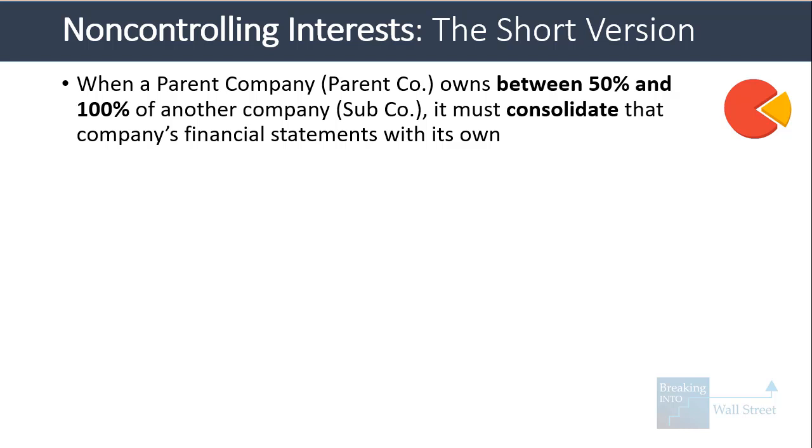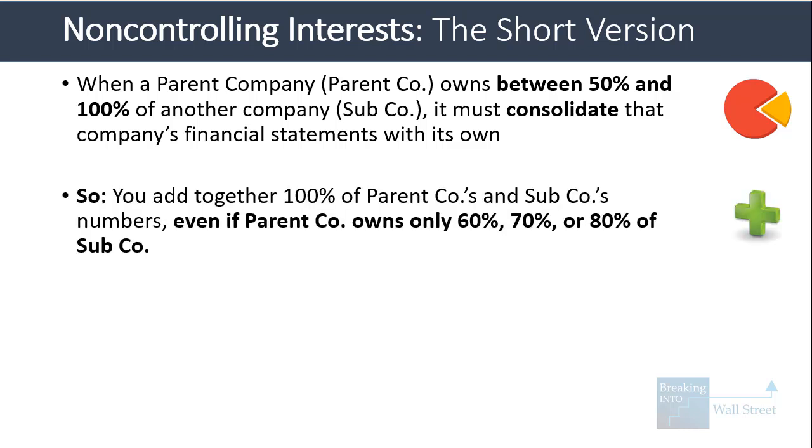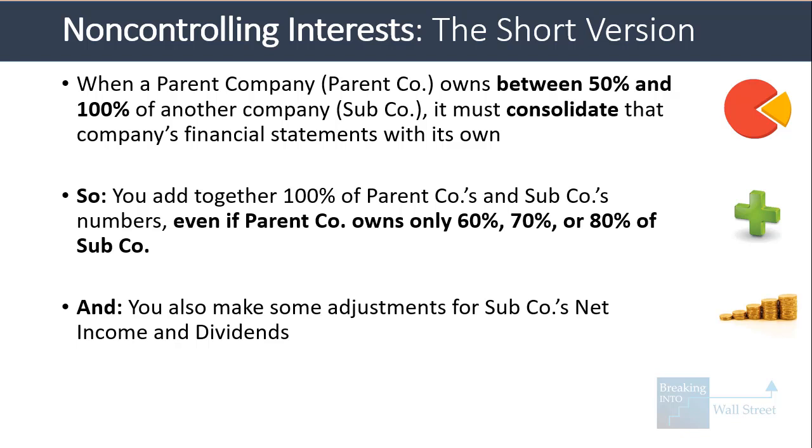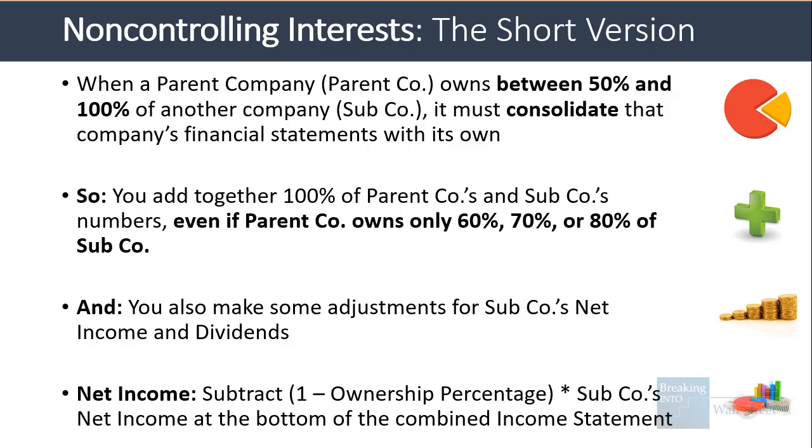When a parent company owns between 50% and 100% of another company, it has to consolidate that company's financial statements with its own. Now, the tricky part is that even if the parent co only owns 60% or 70% or 80% of subco, you still have to add together 100% of parent co's and 100% of subco's numbers. You will also make some adjustments for subco's net income and dividends. The dividend ones are a bit tricky, so we're going to save them for the full walkthrough of this entire process in a little bit, but the net income one is simple. You just subtract 1 minus the ownership percentage times subco's net income at the bottom of the combined income statement.